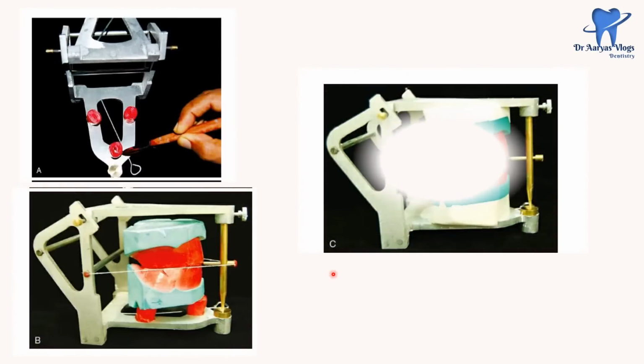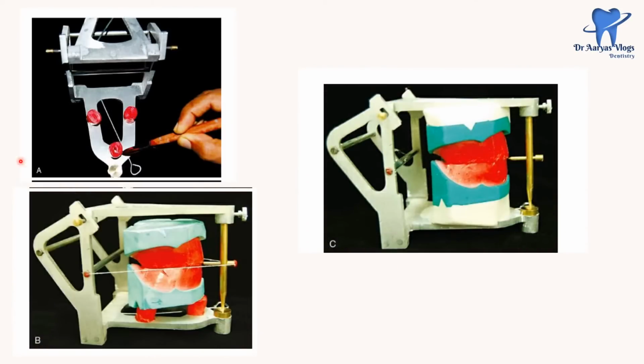Then the placing of the wax blocks, where two are in the posterior region and one in the anterior region. It is basically to support the cast with the occlusal ribs. See, here the casts are supported on these wax blocks. Okay. This is the sealed maxillary and mandibular cast positioned in the articulator.